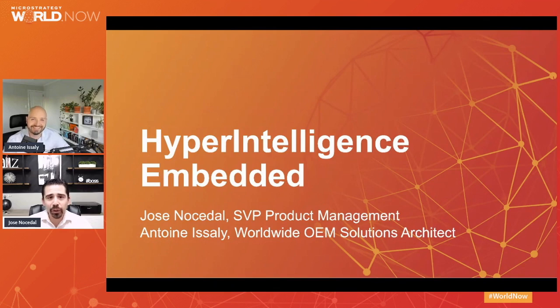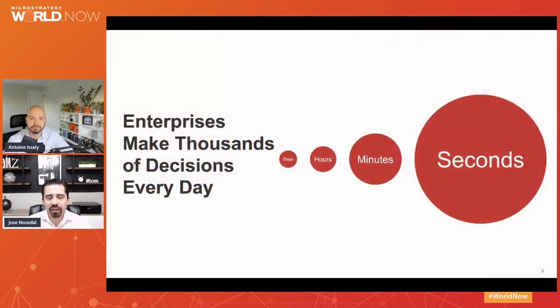Today, I want to take you back 2 years ago. 2 years ago, we invented a new product called HyperIntelligence. We realized that a lot of enterprises make decisions every single second. Decisions are made every day, every hour, every minute, but for the most part, every second. And these decisions actually drive the performance of your business.